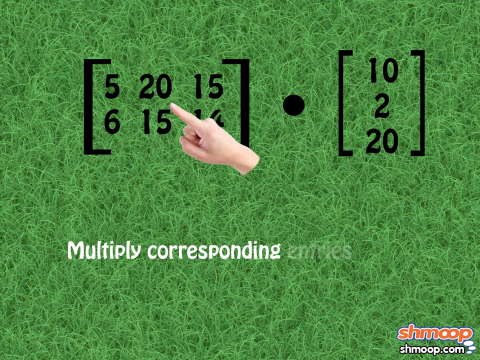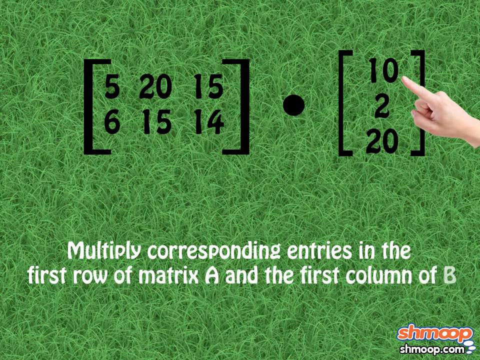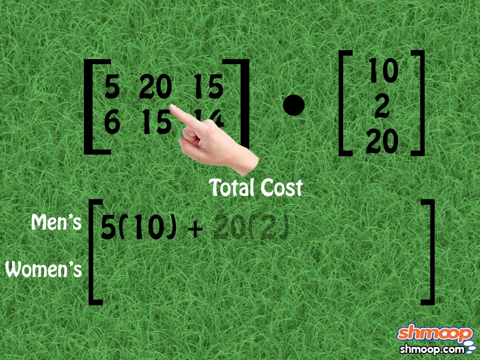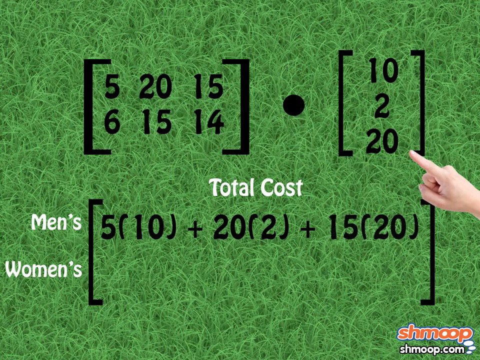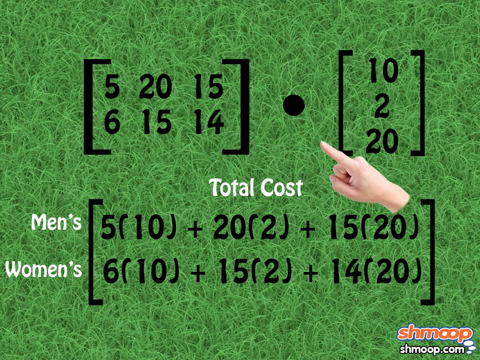We'll multiply corresponding entries in the first row of matrix A and the first column of B, and then add. So, the first entry in the matrix is 5 times 10 plus 20 times 2 plus 15 times 20. And the second entry is 6 times 10 plus 15 times 2 plus 14 times 20.